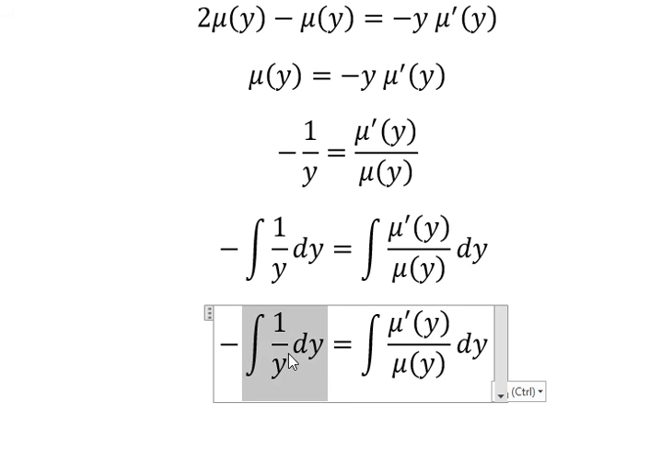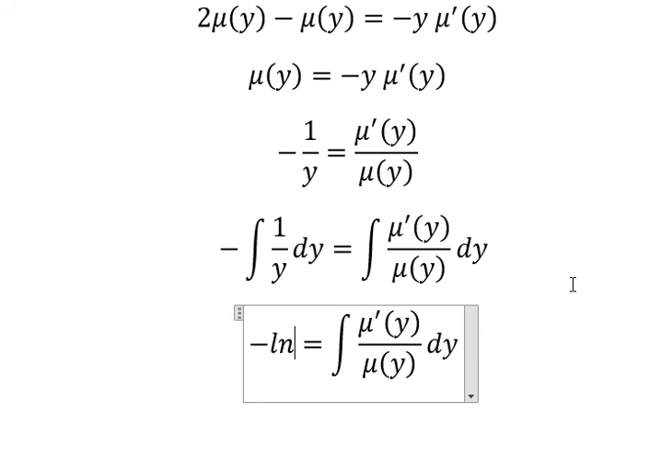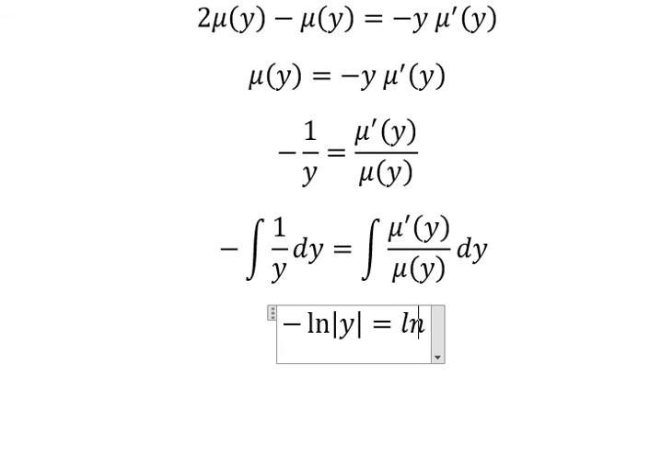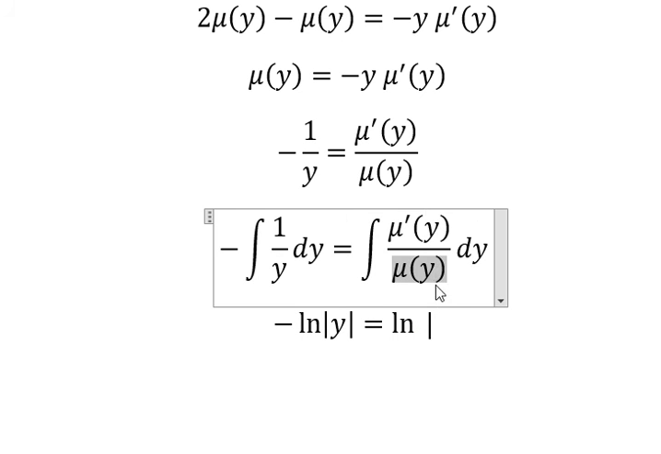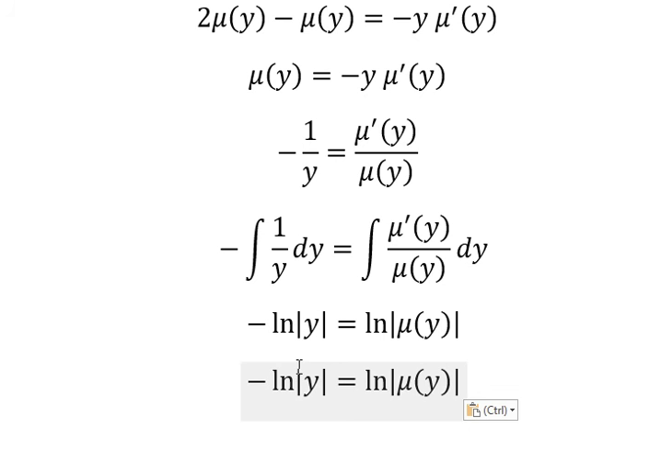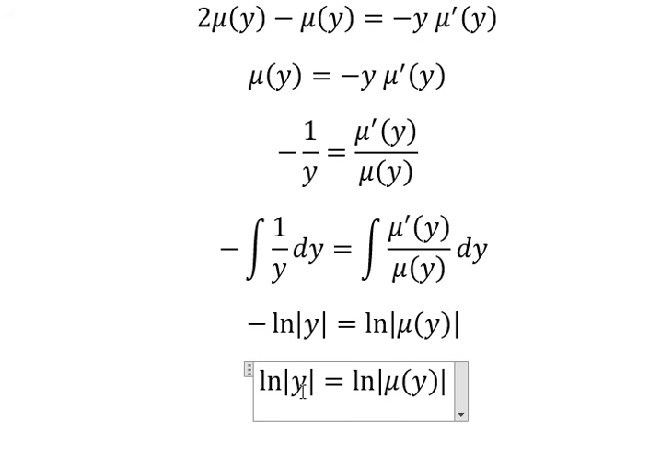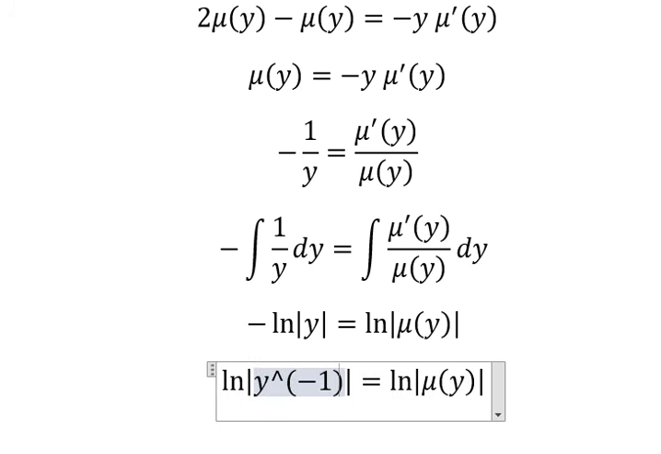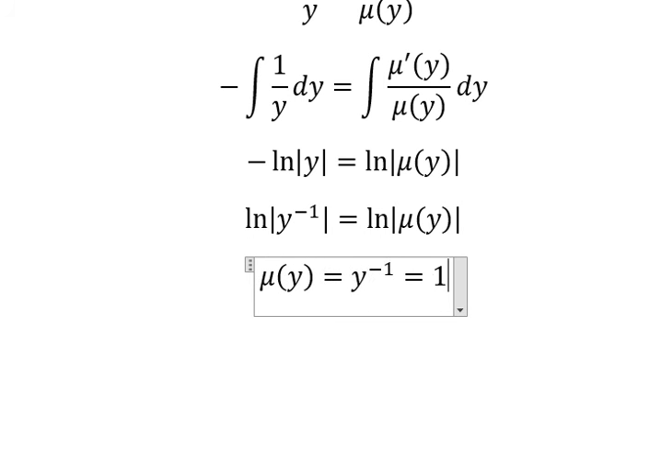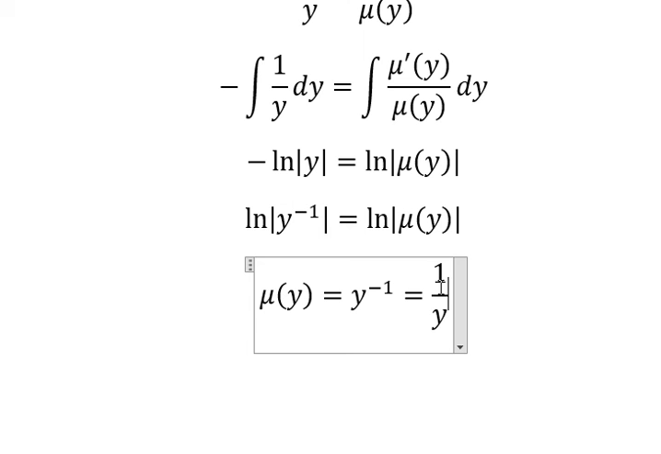So the integration of this one, we have ln of the absolute value of y. This one, we have ln of the absolute value of mu y. And negative, we put inside the natural log in here. That means mu y equals to y to the power of negative 1, or we can put 1 over y. So we need to multiply both sides by 1 over y.